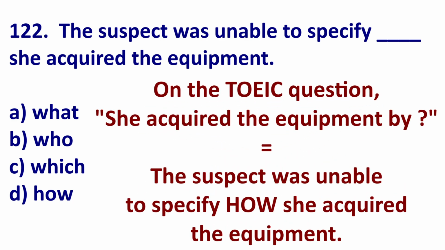So we go to the TOEIC question, and we can say, she acquired the equipment. How? How did she do this? The suspect was unable to specify how she acquired the equipment, the way.